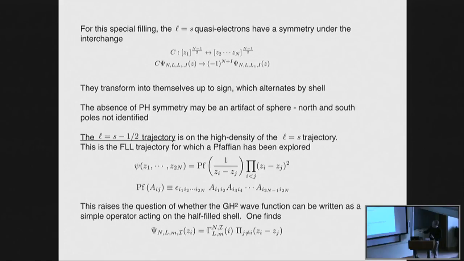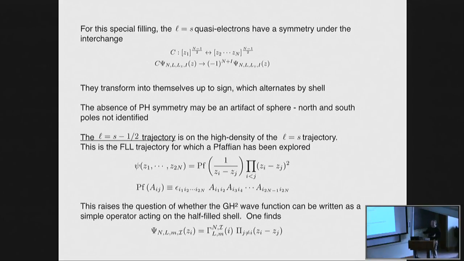L equals S minus a half, so that's just on the high density side, one particle higher than we just discussed. That's the wave function that's normally been poorly described by the Fermion. And the Fermion is always this idea that you have an operator that acts on the closed shell state. And this operator is kind of ugly. It's not a simple determinant or anything.